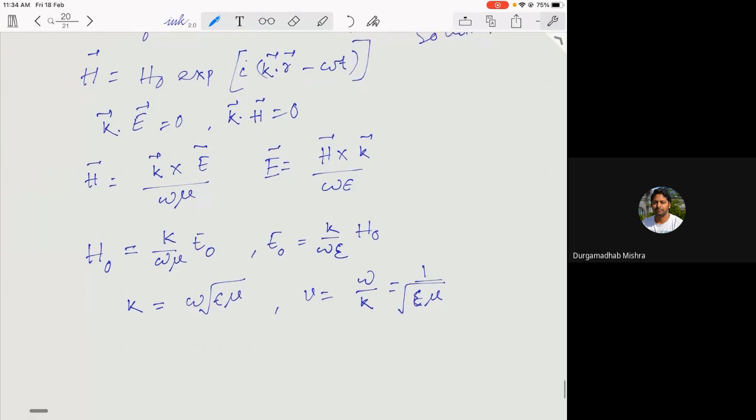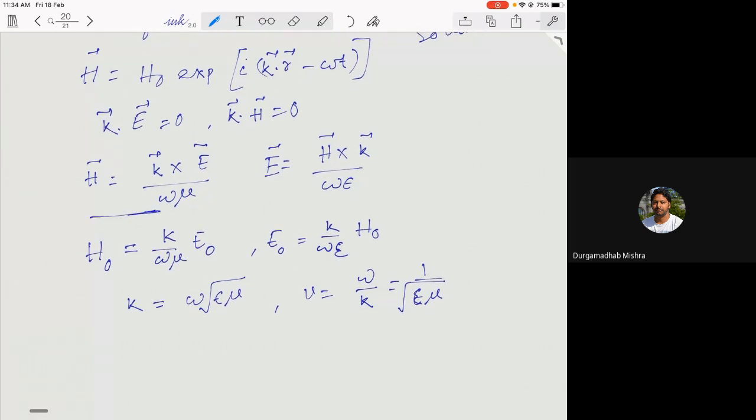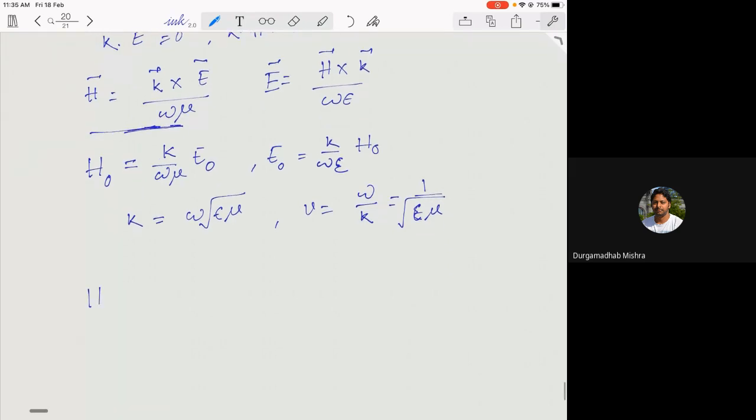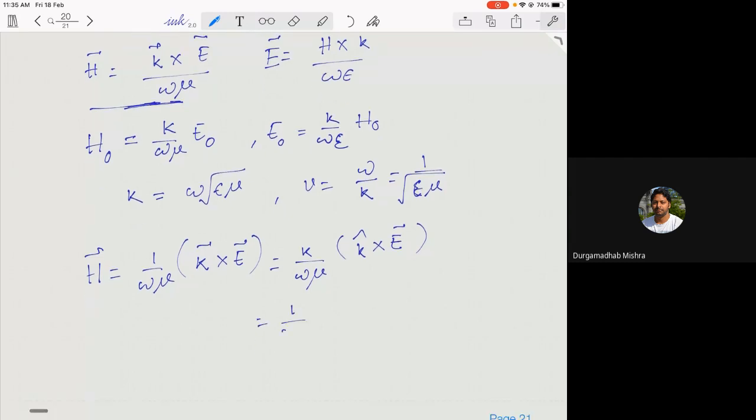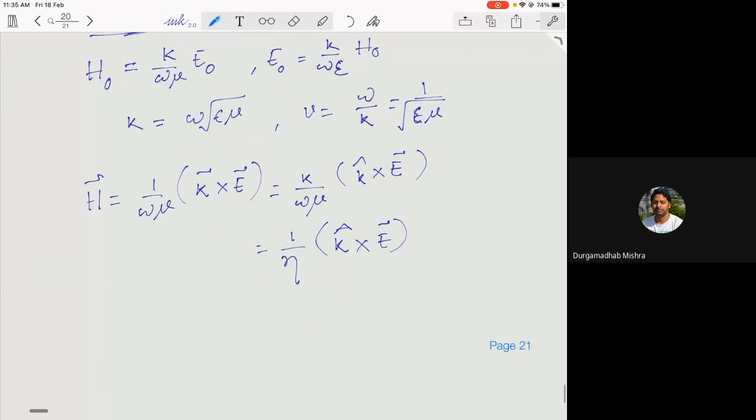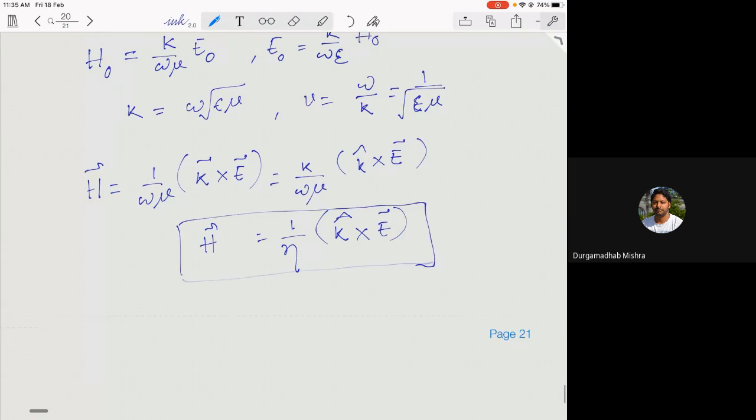This relation one can write in a slightly different way. I am going through this quickly because you already know it. So we can write it down as H equal to K by omega mu into K cap cross E, which in optics is sometimes written in this form, H equal to 1 by eta times K cap cross E. This is a relation which we will probably come back to many times.